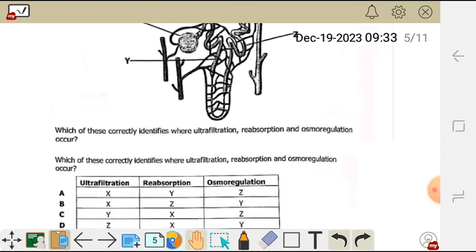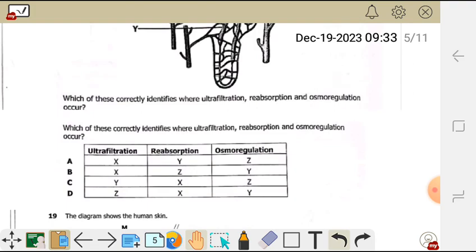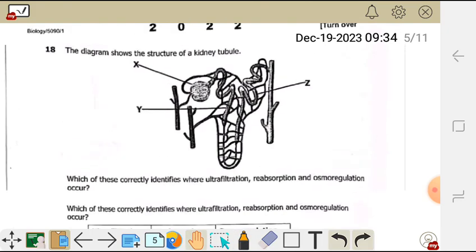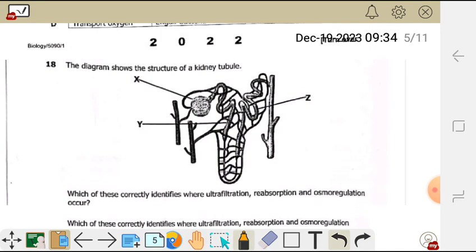So we have options here. Okay, so A, they are saying ultrafiltration takes place in X, and then reabsorption in Y, and osmoregulation in Z. So let's see what is happening here. So this is the glomerulus there. That's where ultrafiltration takes place. So in X, we're expecting ultrafiltration.